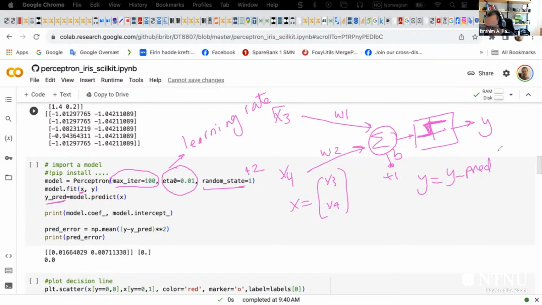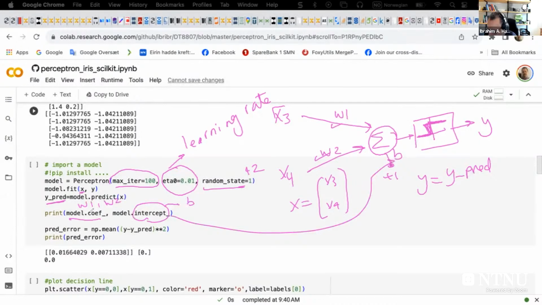If you want to get the model parameters, we have those model parameters. It will be coefficient, which is omega1 and omega2, and the intercept. This intercept is the bias. This model has 3 parameters: omega1, omega2, and b. If you want to print it out, you need to print model.coefficient and model.intercept. So in this case, you will get omega1 and omega2 from the first command, and from the other one you will get b, which is the bias.